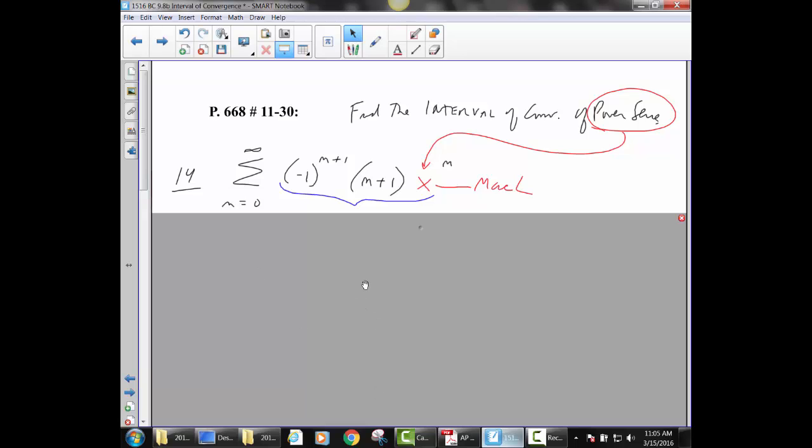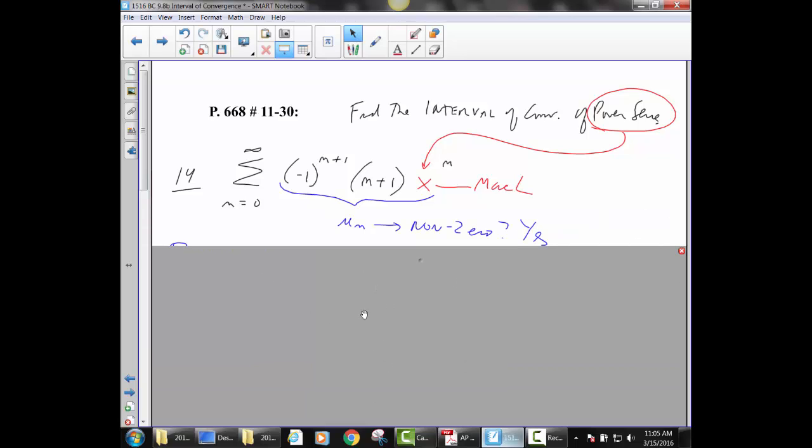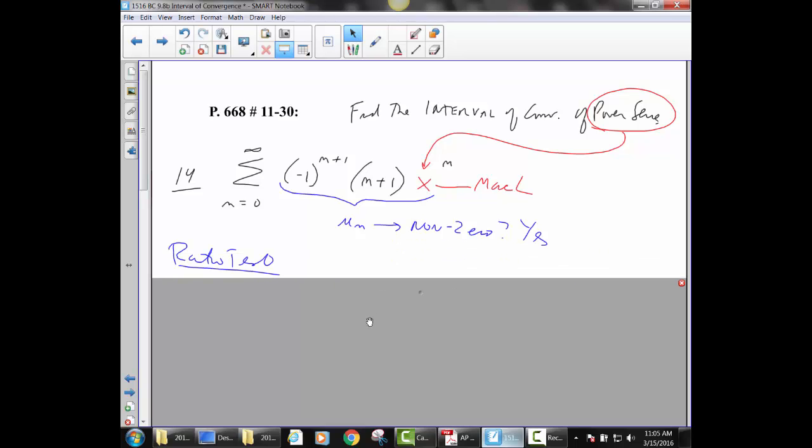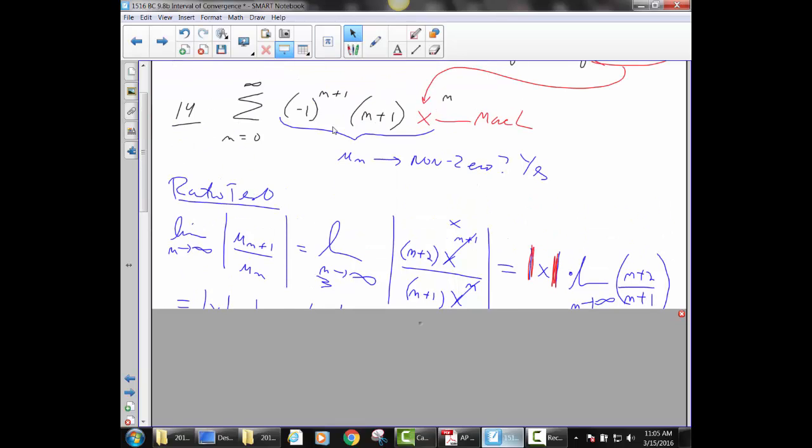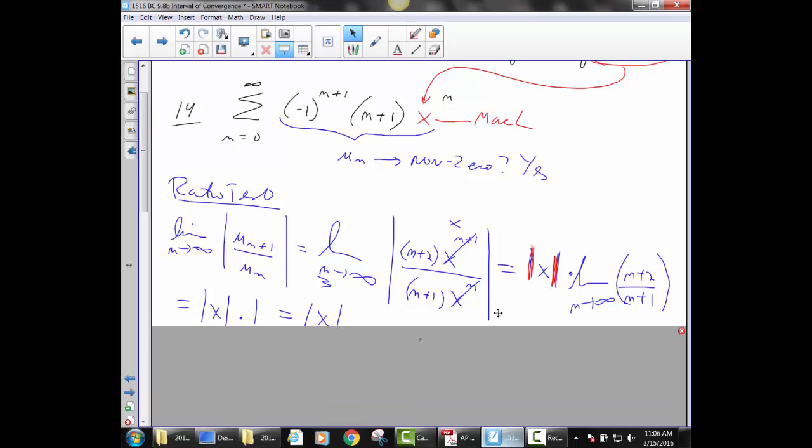Okay, so this is number 14. That question is find the interval of convergence. Okay, so it is a power series. You can tell by the x. It's Maclaurin's because it's just plain old x. Your un's are non-zero. You'll do your ratio test. Remember, the negative 1 to the power disappears because of the absolute value. So we have n plus 1 times x to the n plus 1 over our un, which is n plus 1 times x to the n.